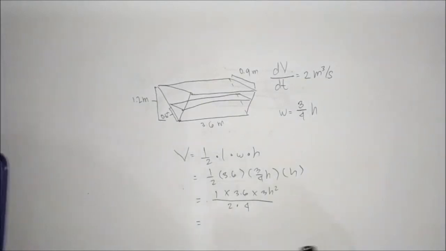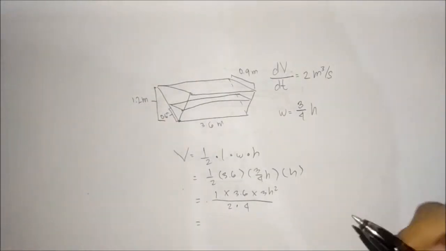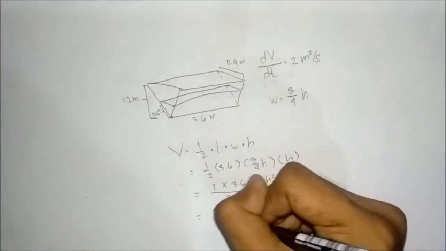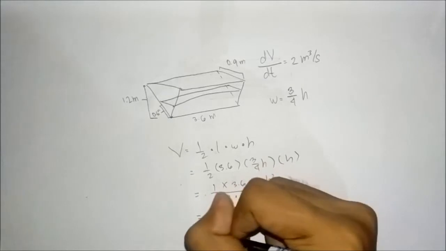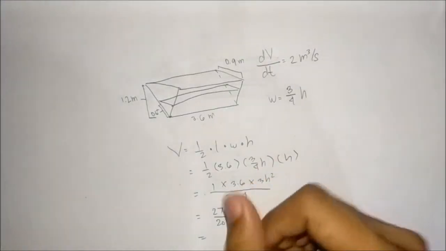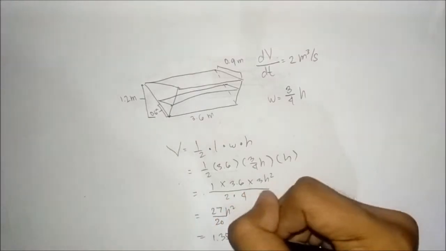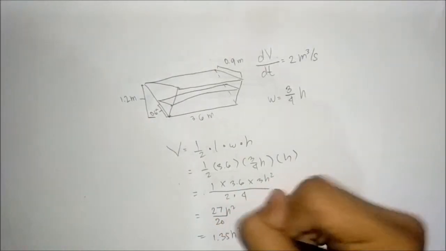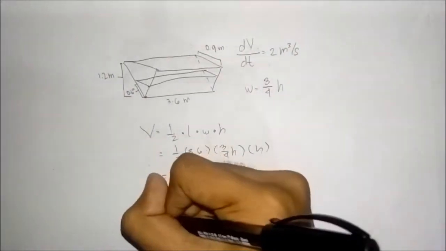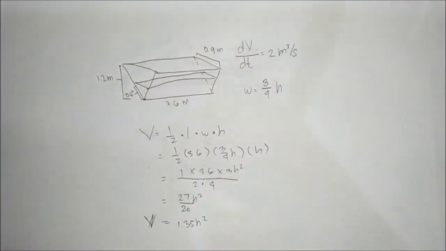And if you multiply everything there, you get 27 over 20, which is just 1.35. And then you place the variable, which is h squared. So this is the V in terms of h. This is our equation now.